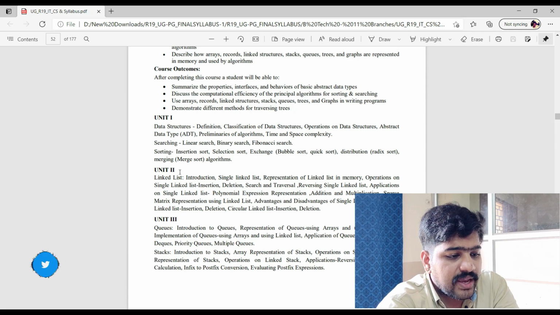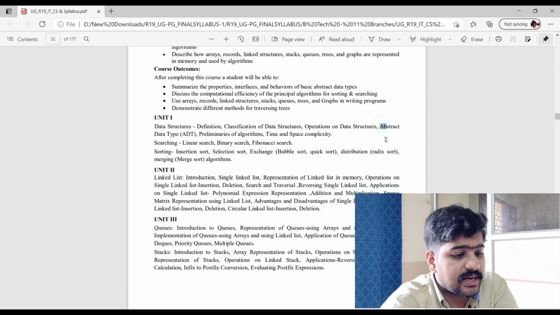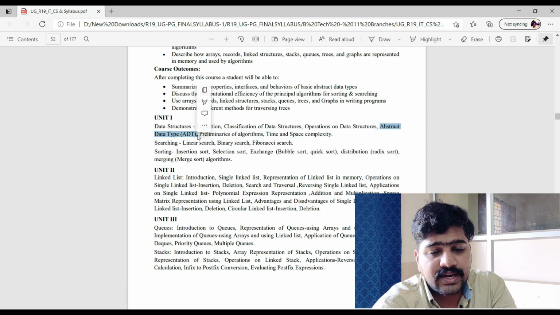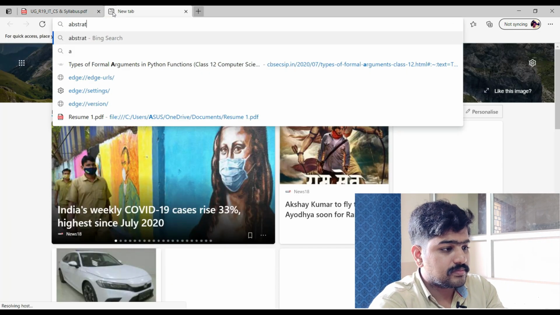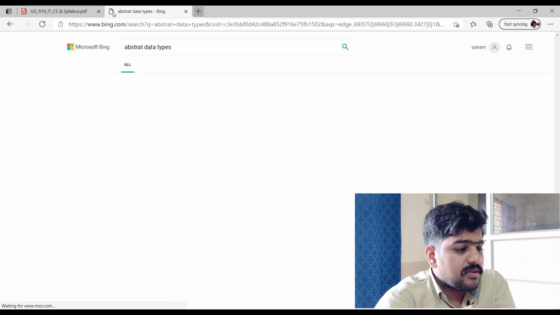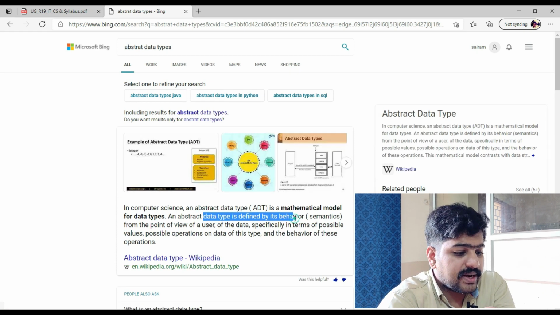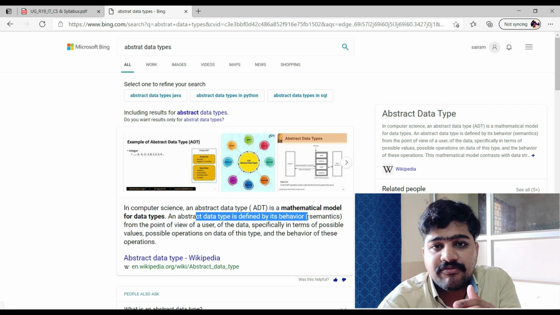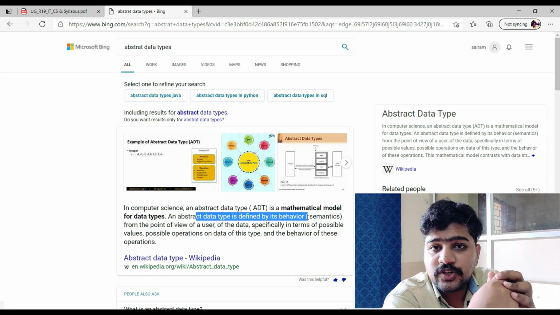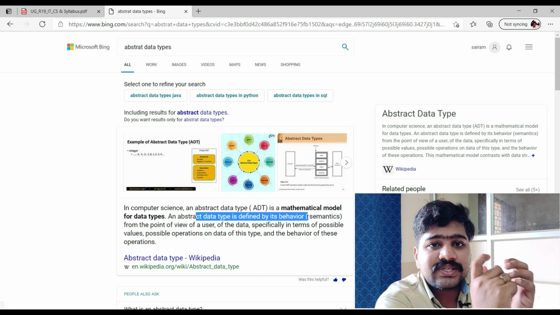Here, the main concept in data structures that any question paper will focus on first is abstract data types. So what do you mean by abstract data types? Let's check in Google. In computer science, an abstract data type is a mathematical model of data types. An abstract data type is defined by its behavior, that is semantics, which means a meaningful manner. So every data which we are arranging needs to be in a semantic, that is meaningful, format. That's why we are using abstract data types.